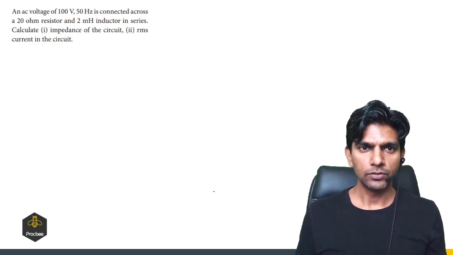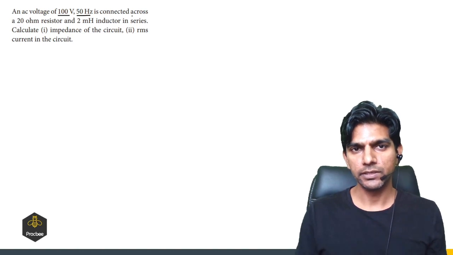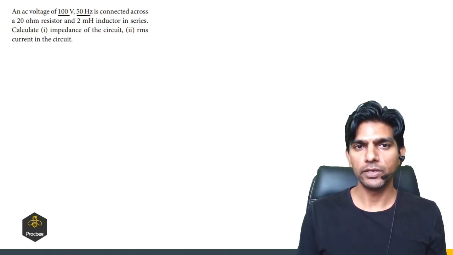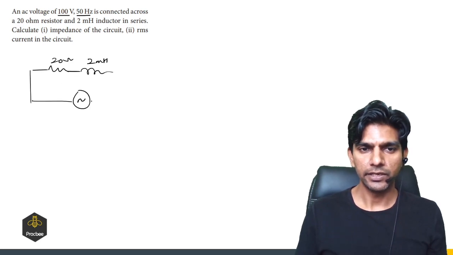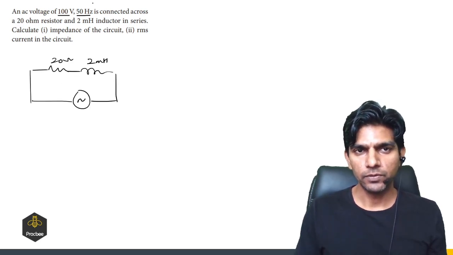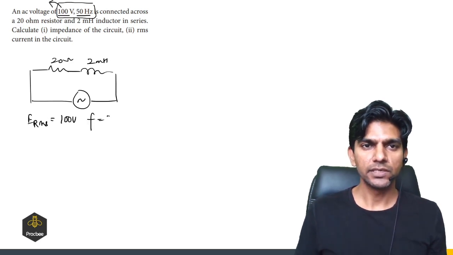Now let us see a question. An AC voltage of 100 volts and 50 hertz frequency is connected across a 20 ohm resistor and a 2 millihenry inductor in series. Calculate the impedance and the RMS current in the circuit. Here let me draw the diagram. We have a 20 ohm resistor and a 2 millihenry inductor, connected with the AC source. The parameters of the AC source are given like this, and this is the RMS voltage. So E RMS is given as 100 volts and the frequency is given as 50 hertz.